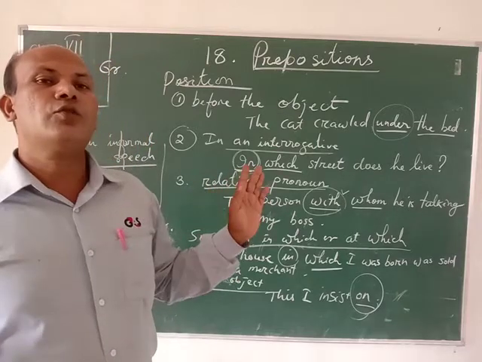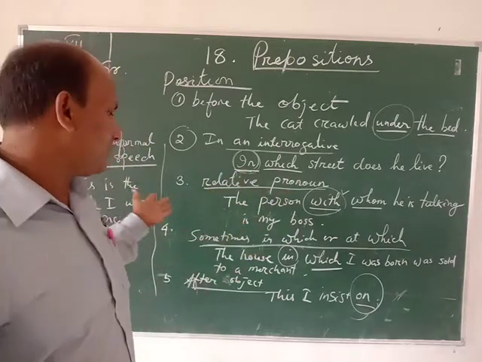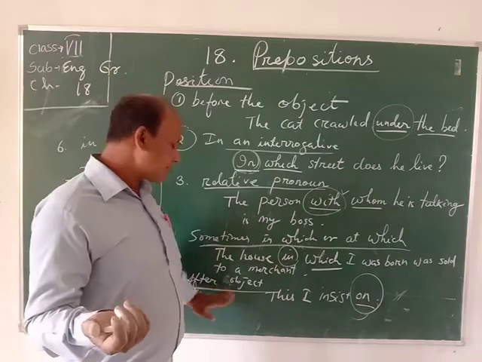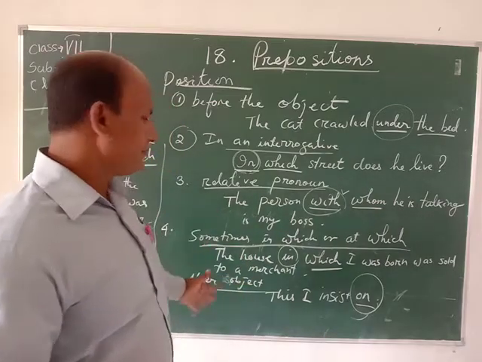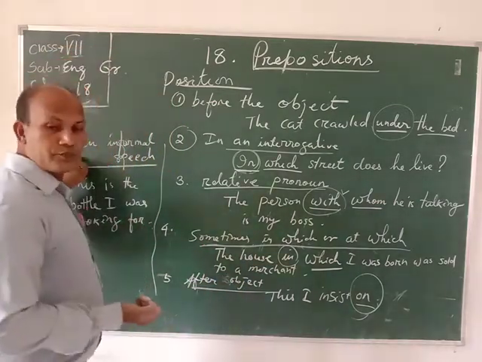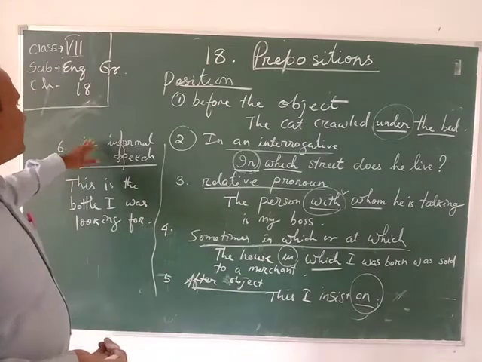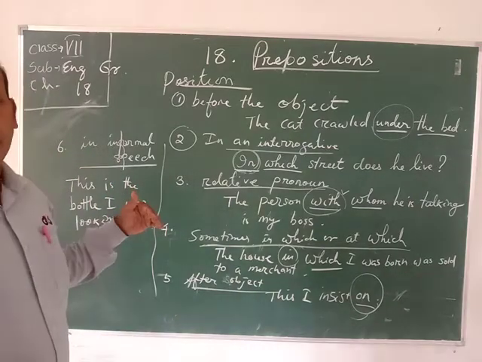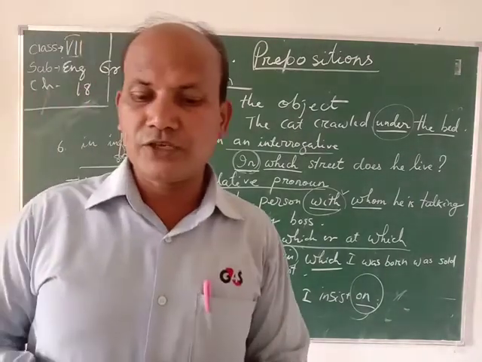She is popular the world over, puri duniya mein wo prasiddh hai. So after the object also, a preposition is used. It's clear.